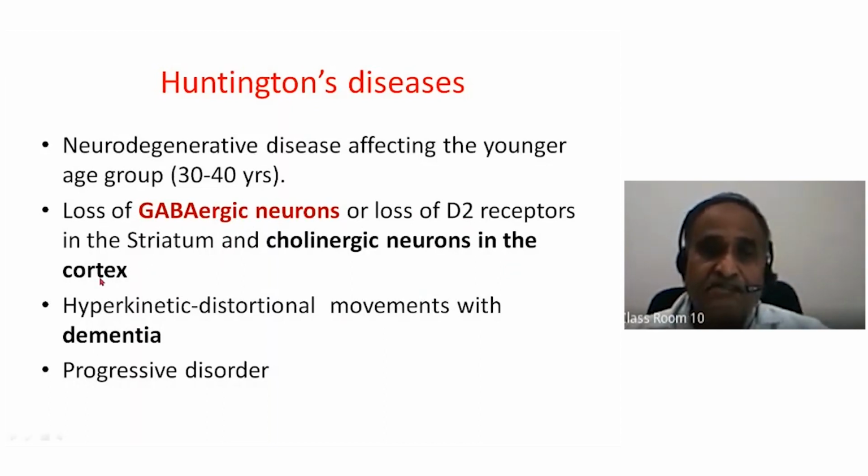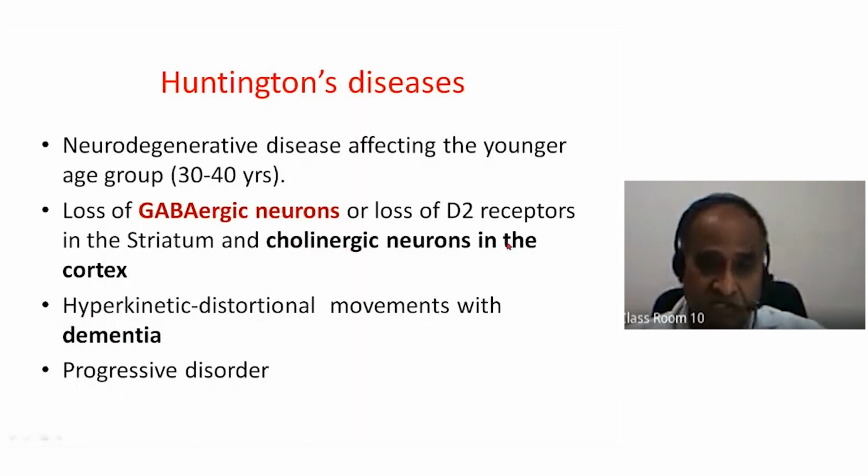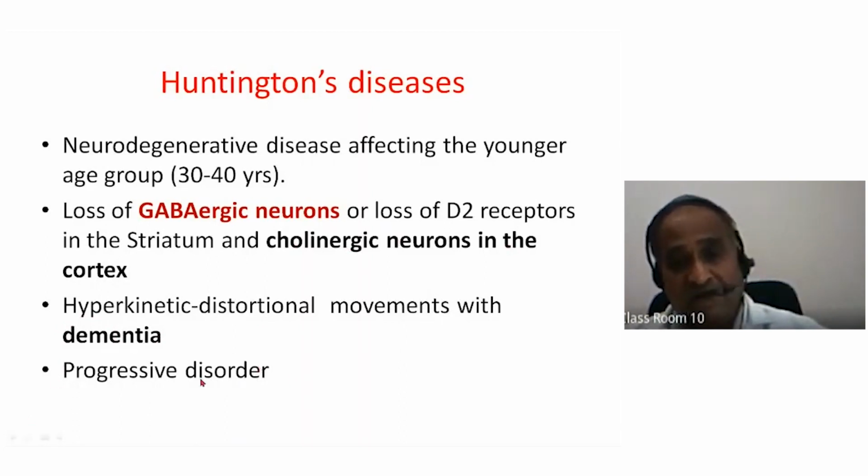Huntington disease is associated with hyperkinetic distortional movements with dementia. It will start with the alteration in the movements, then dementia sets in. This dementia is related to the cholinergic neuronal loss. It's a progressive disorder, as we have seen with Parkinson's disease.